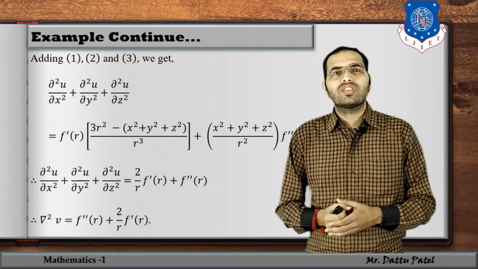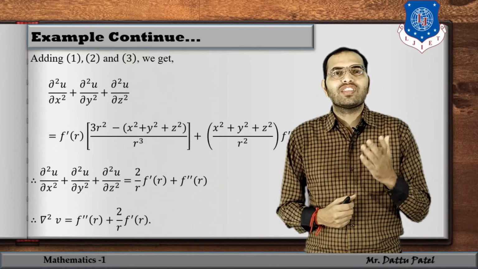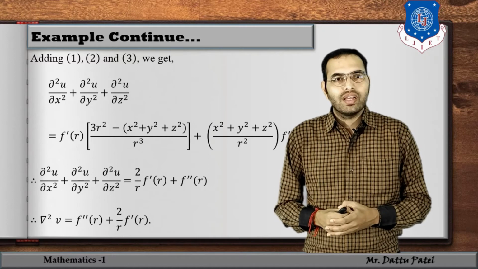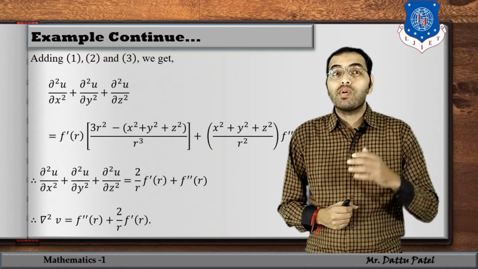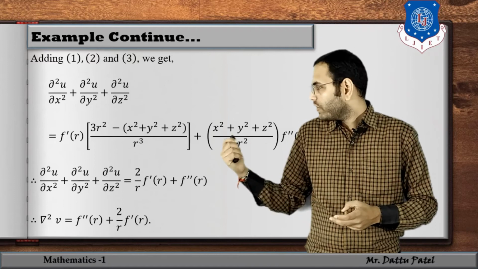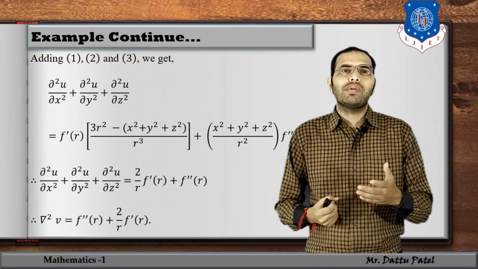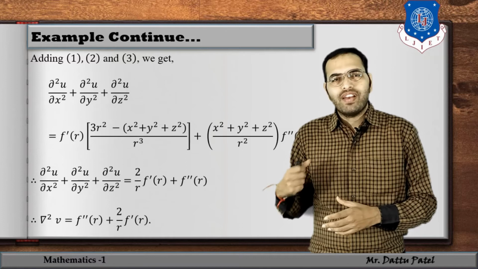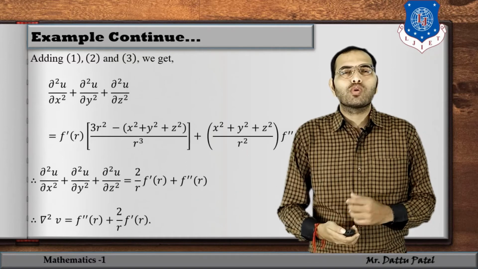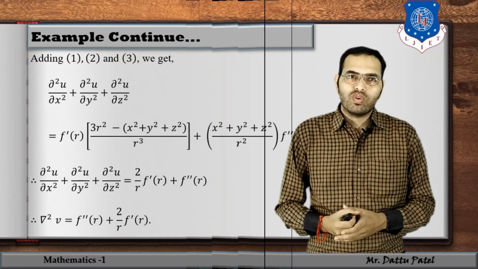Then our equation becomes 2 by r f dash of r plus f double dash of r, or we can say in the form of nabla square v, the nabla square of v equals f double dash of r plus 2 by r f dash of r. That exactly proves what was given in the question.